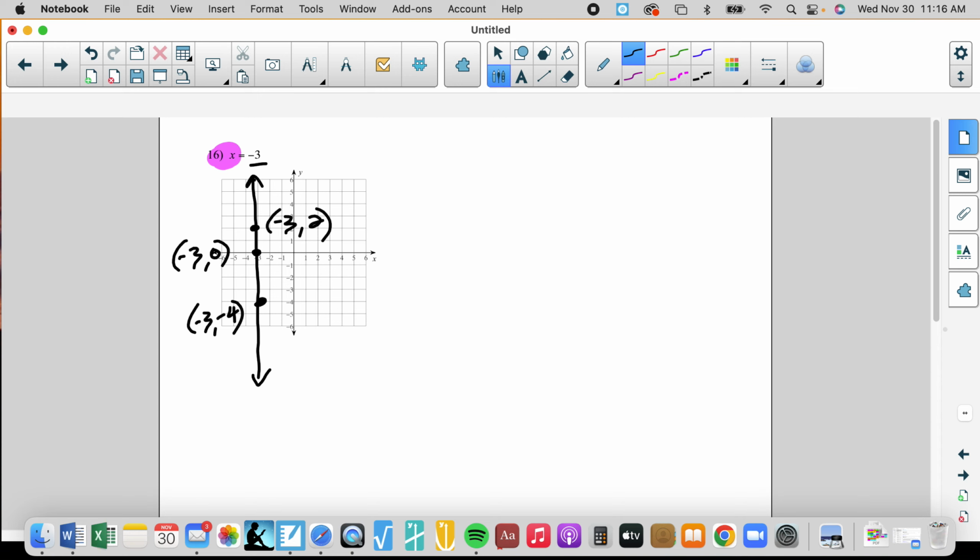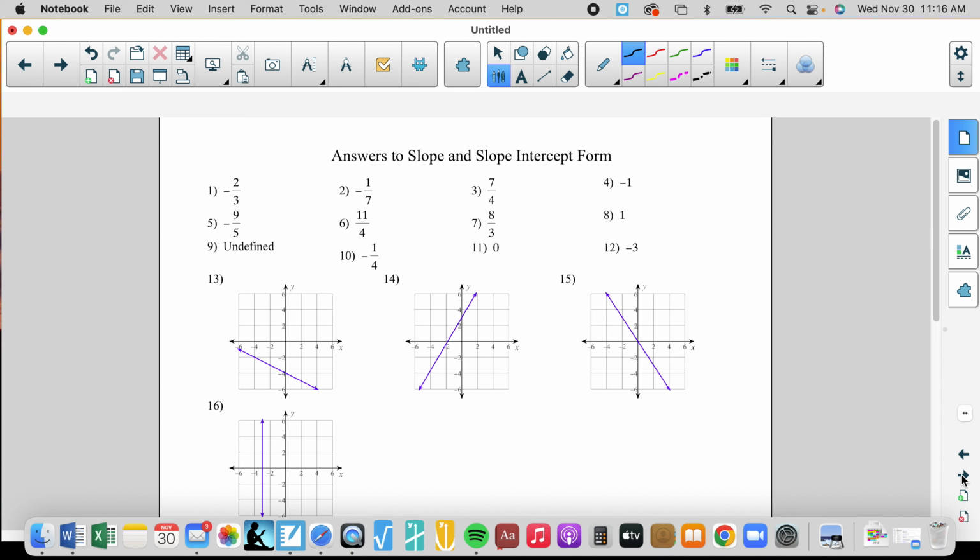Cool. And my slope is no slope. I don't want to ski that. And there's no y-intercept. You don't have to state this, but that's understood. So hopefully that helps you. Those are all the solutions, checking against my work, because Mr. Mac is not perfect, and sometimes we make mistakes.